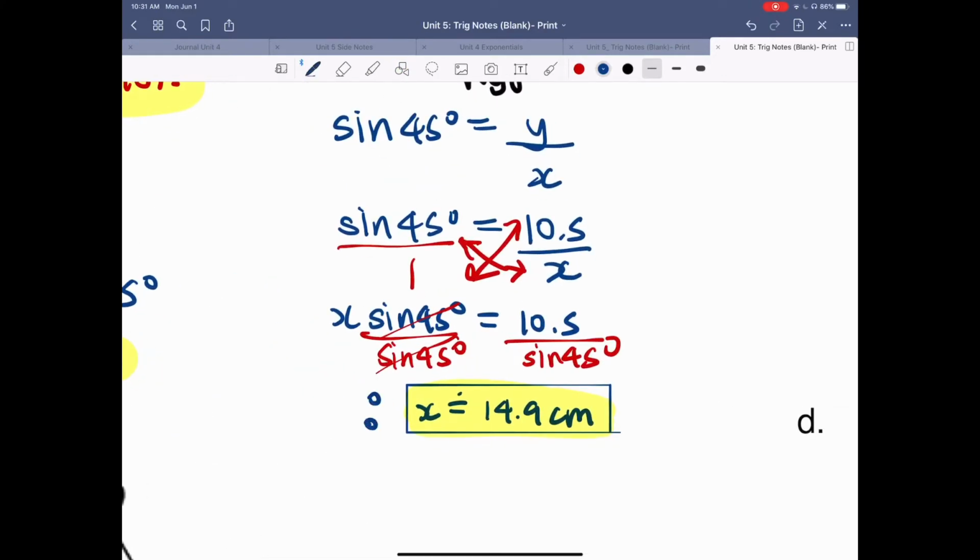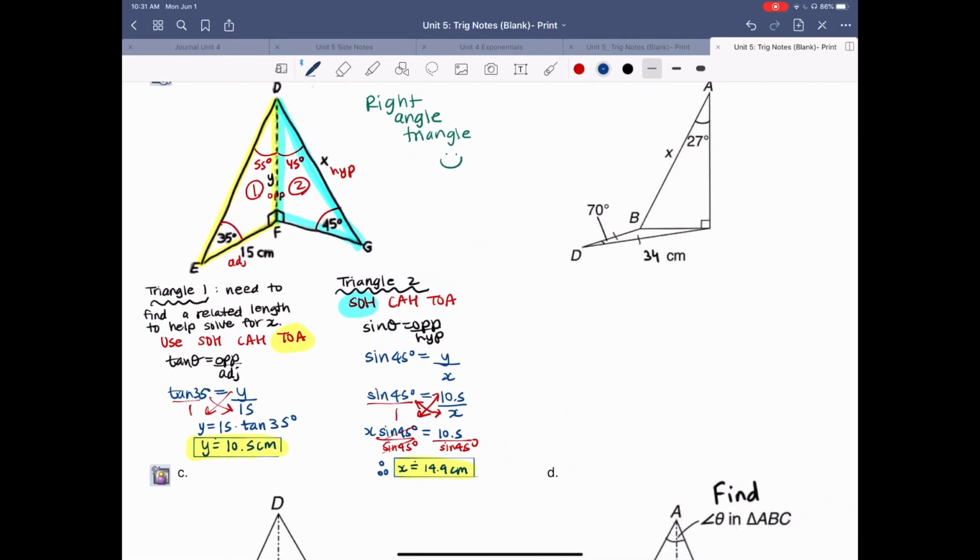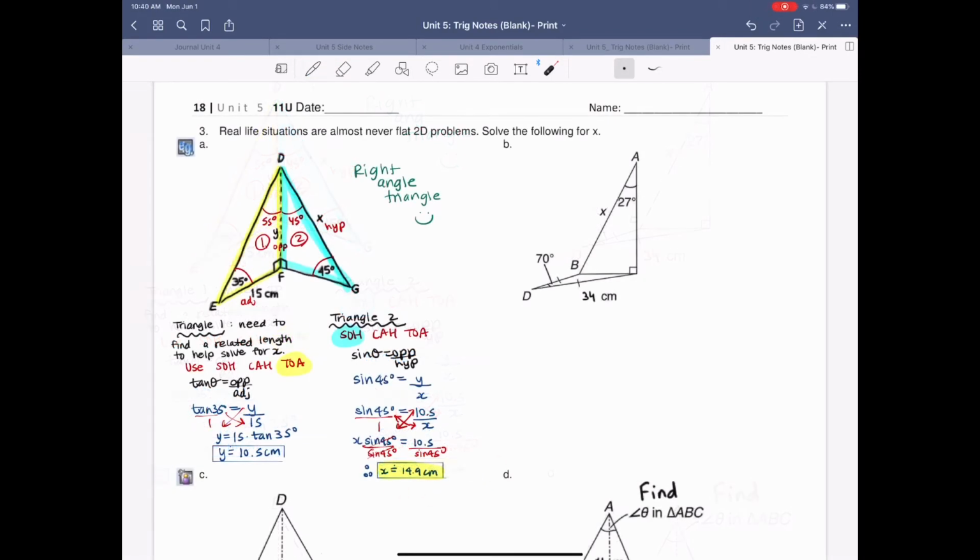So therefore, x is equal to 14.9 centimeters. And just so that I don't confuse the reader, I'll just unhighlight this part because that wasn't my main answer, but this was my main answer.